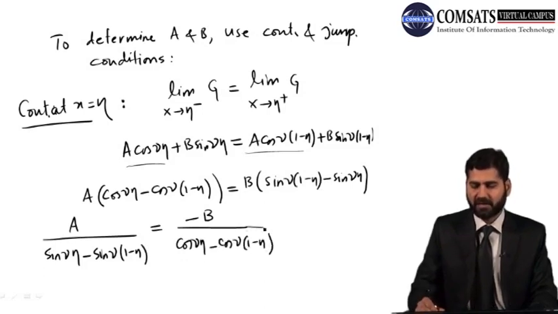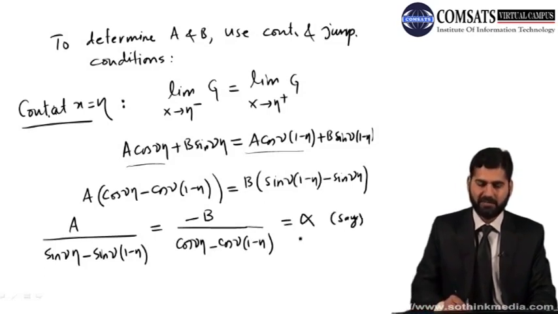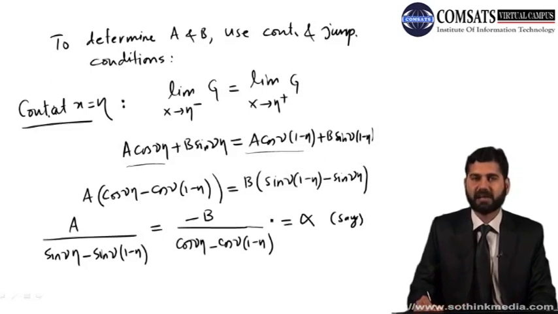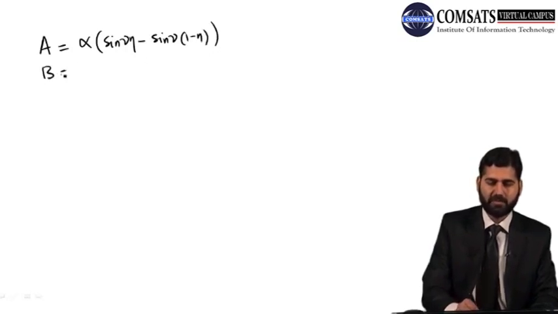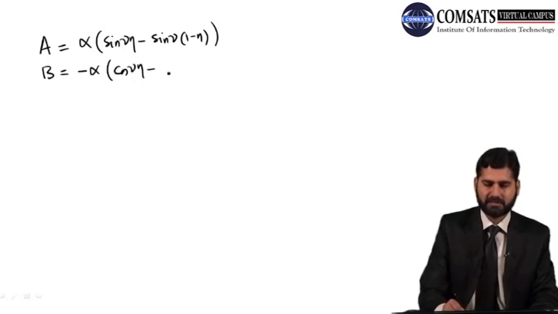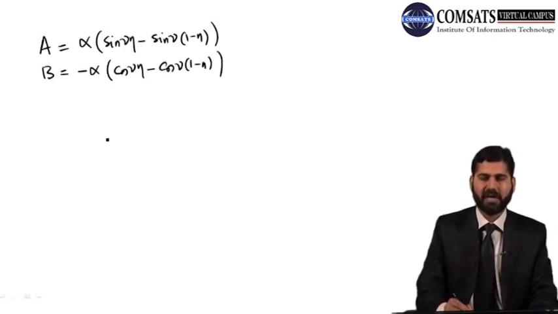So again I can call it alpha, say. Alright, so I will be getting A and B in terms of alpha. So A becomes alpha times (sine nu eta minus sine nu (1 minus eta)), and B is equal to minus alpha times (cosine nu eta minus cosine nu (1 minus eta)). Alright, so this is what you got for A and B.